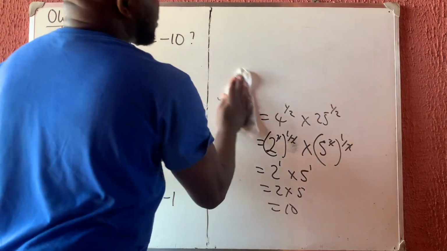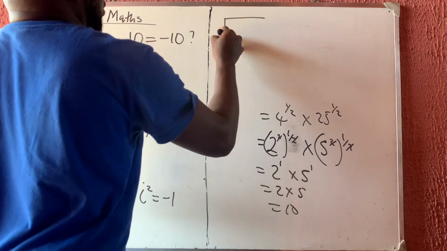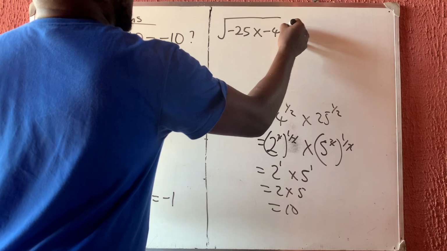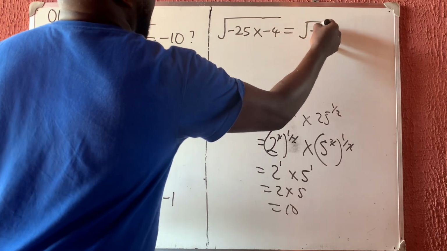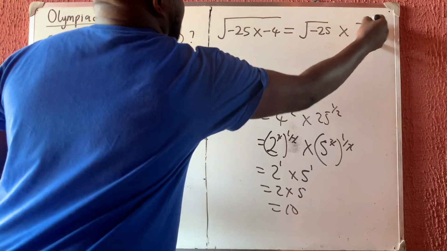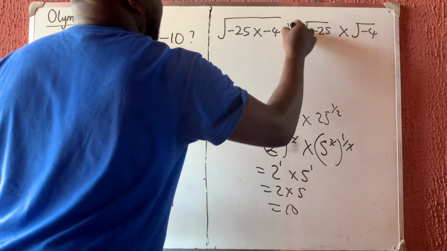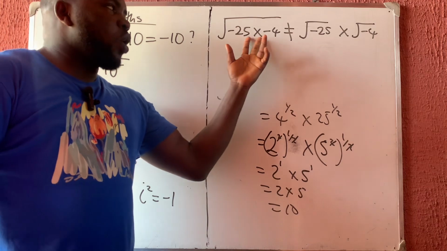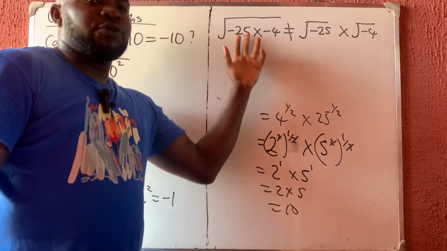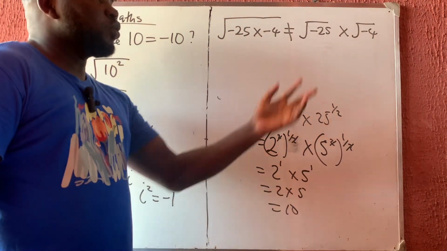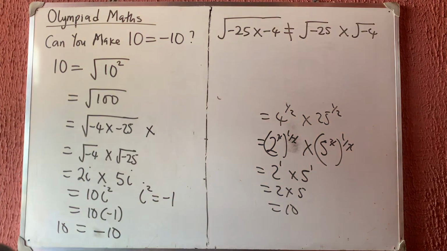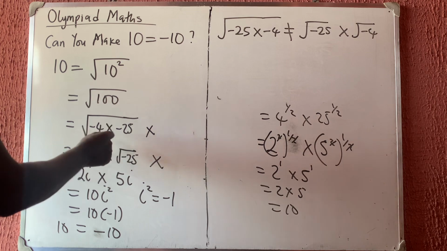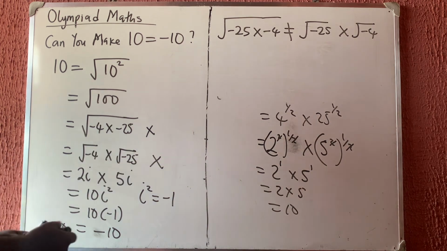You cannot say that the square root of minus 25 times minus 4 is the same thing as the square root of minus 25 times the square root of minus 4. Please, this is not the same thing. In this case, you have to work the inside first before you get their square root. So we don't separate it like this. So this is where we got it wrong. Making this equal to this is where we got it wrong.